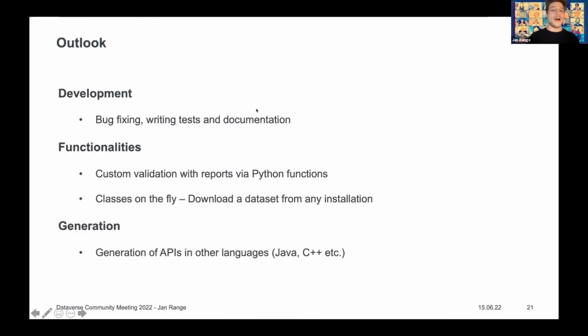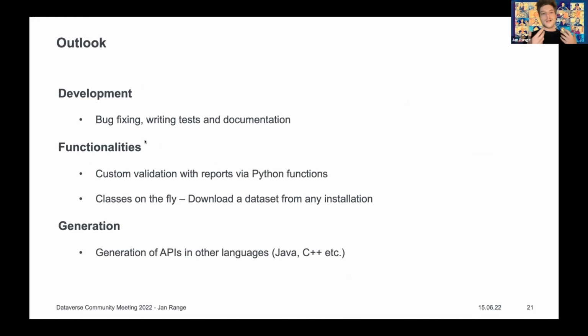At the end, a small outlook what will happen in the future. I mean, this project is quite young actually, and it was actually born from me being lazy to write the Dataverse JSON, and I wanted to have something more convenient in that way. And thus there needs to be some more development, such as bug fixing, writing tests, and documentation at this point.